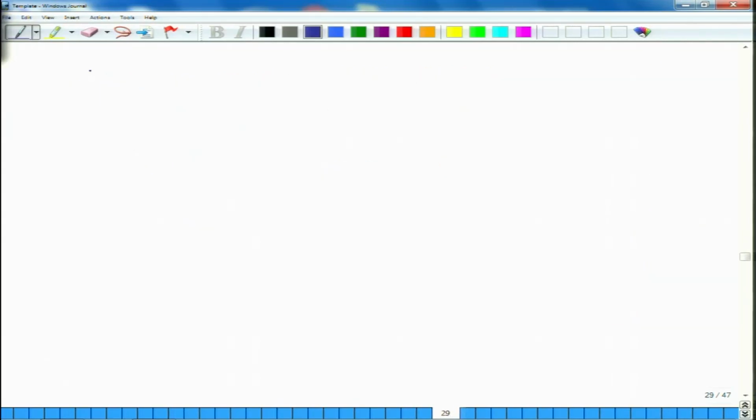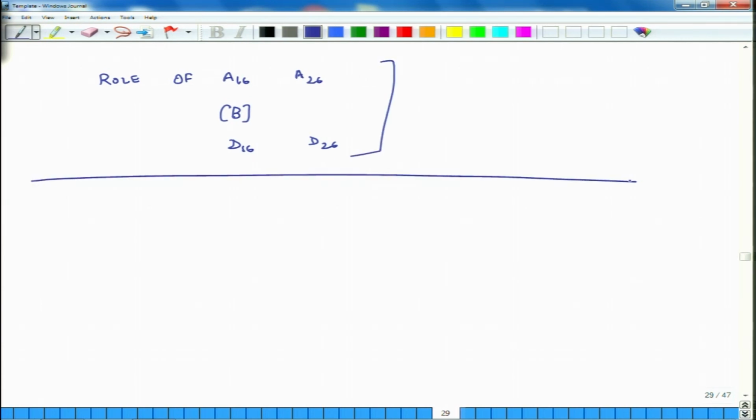The next thing we will start discussing is the role of A16, A26, the B matrix entire, and D16 and D26, these elements. Okay. Now, a detailed discussion on these elements we have already had in our earlier lectures in the introductory course, but for purposes of completeness and just a quick review, we will discuss these things and explain their influence.